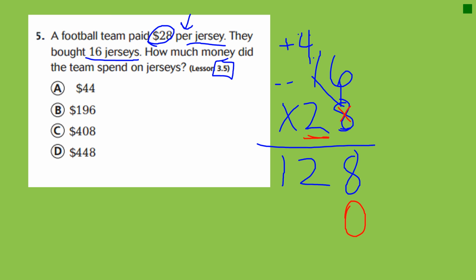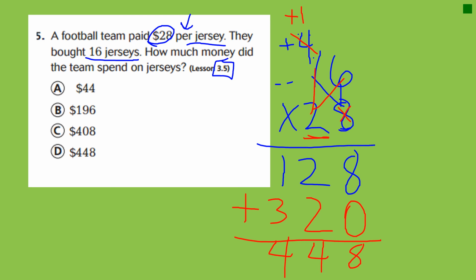Moving over to the 10s now. 10s times the 1s up here. 2 times 6 is 12. Oh, let's cross that out. I always like to cross it out. 12. And then 2 times 1 is 2, plus that one is 3. Okay, this is, like we said, the most efficient way to multiply. 8 plus 0 is 8, 2 plus 2 is 4, 3 plus 1 is 4. So they spent $448 on the 16 jerseys.